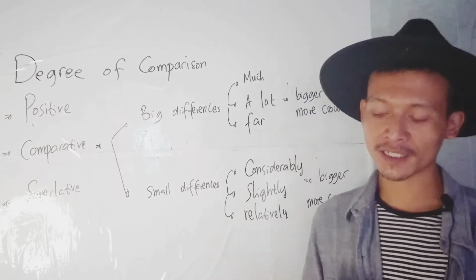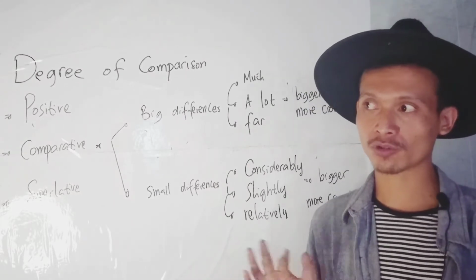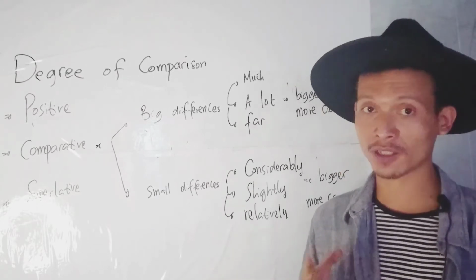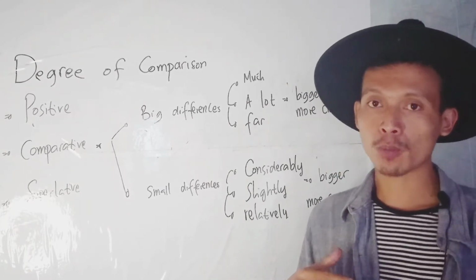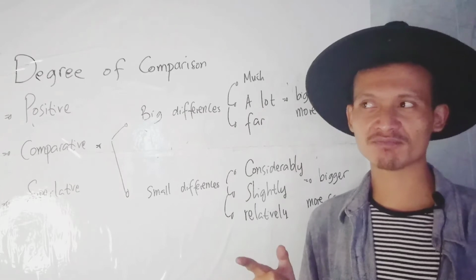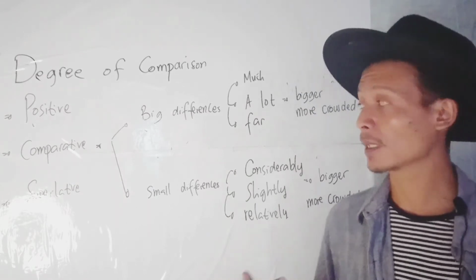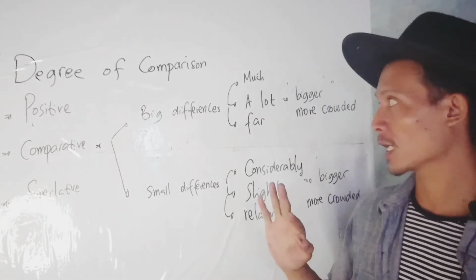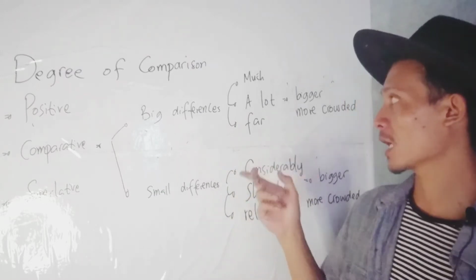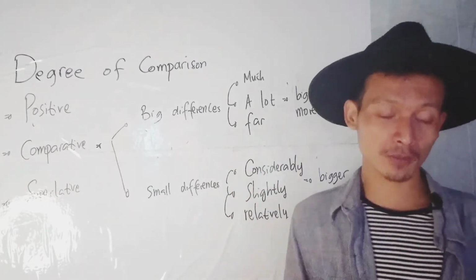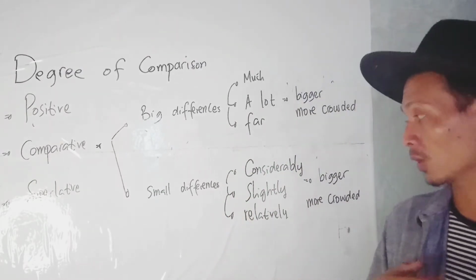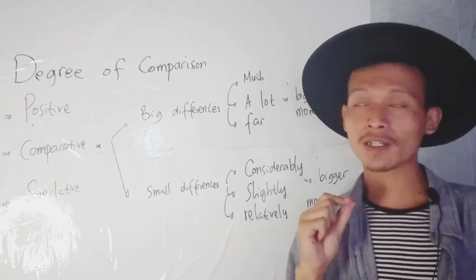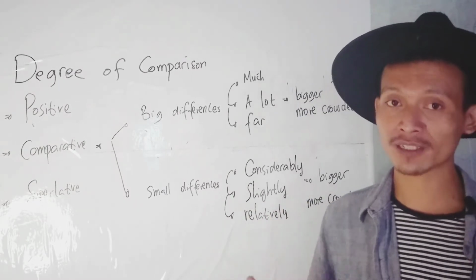Well, for the degree of comparison comparative, we can also put modification. So not only saying that, let's say Tokyo is more crowded than Kyoto, or Jakarta is more popular than other city in Indonesia, we can also use the modifiers such as much, a lot, far, considerably, relatively, or slightly. However, it depends on the differences.